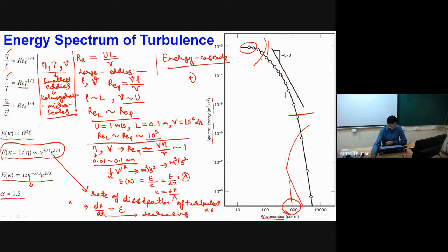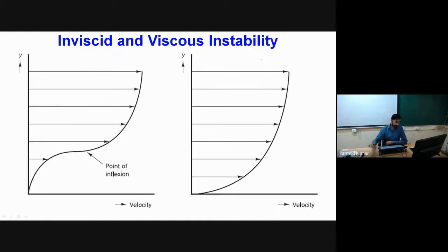Okay, so now let me move ahead. Now comes a very, very important point. What is there in our flow which is causing it to become turbulent? Even if we consider very smooth flow, our flow changes from laminar to turbulent in some specific range of Reynolds number. So what is there in our flow which causes the flow to change from laminar to turbulent?